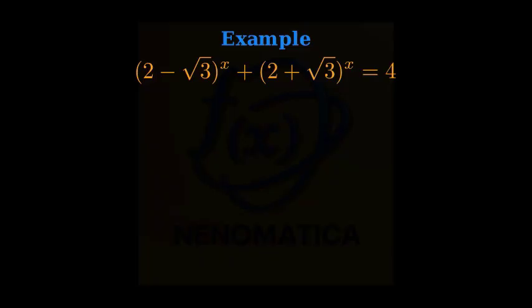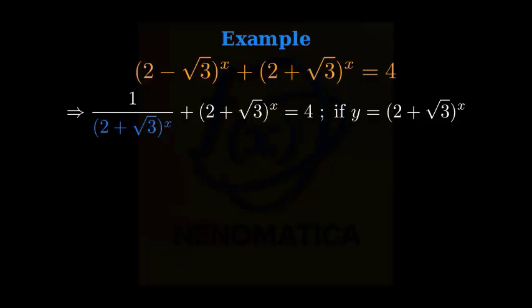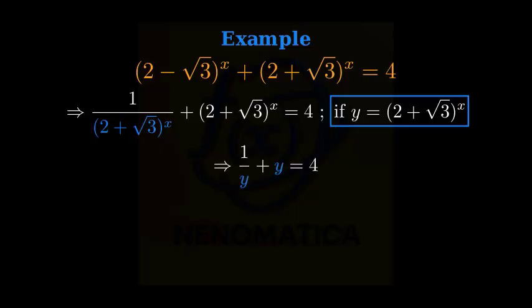Let's start by observing that 2 minus square root of 3 and 2 plus square root of 3 are reciprocals of each other. This means that the first term can be rewritten as 1 over (2 plus square root of 3) to the power of x. Let's also substitute y equals (2 plus square root of 3) to the power of x to make our equation simpler. Using our substitution, we can rewrite the equation as 1 over y plus y equals 4.